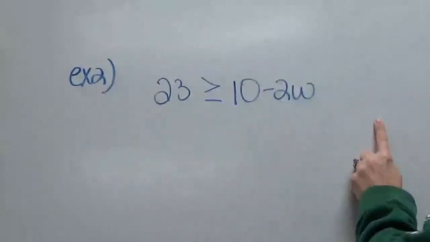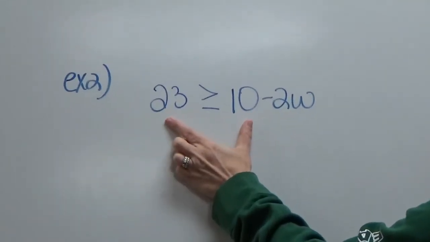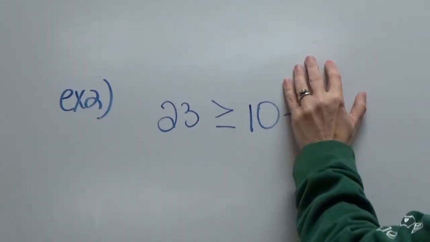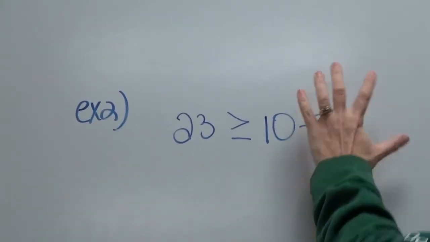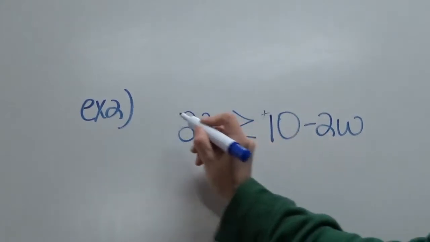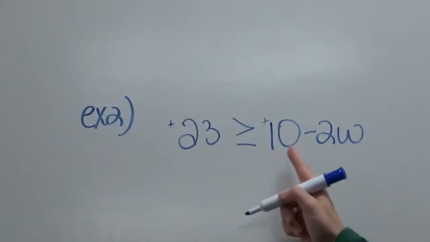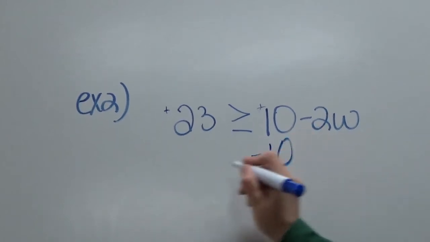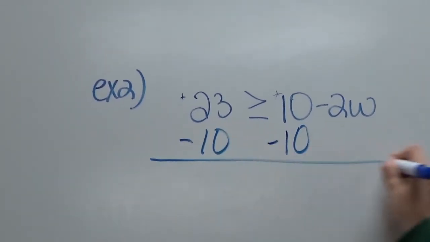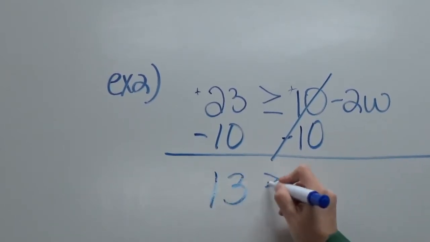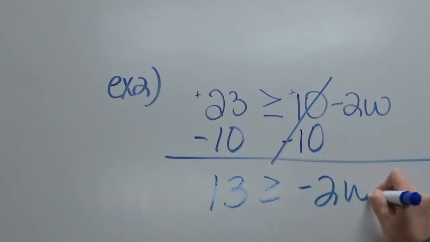Do I have any other w's? No, but I do have two like terms right here, so I have to deal with those first. So right now I'm not going to worry about the w. I'm going to deal with the numbers first. This is a positive 10 and this is a positive 23. How do I get rid of a positive 10 on the other side? I subtract 10 on both sides. Okay? So that's going to cancel out. And then I get 13. And I get negative 2w.